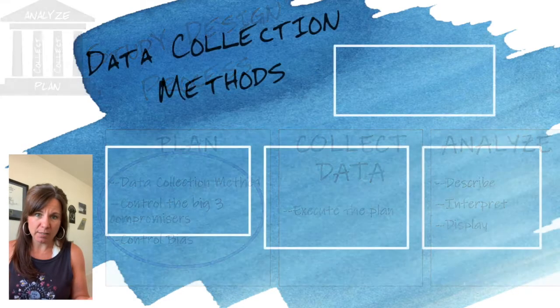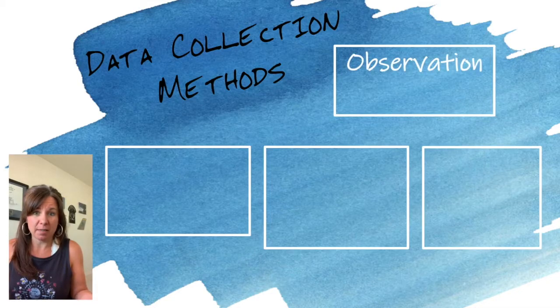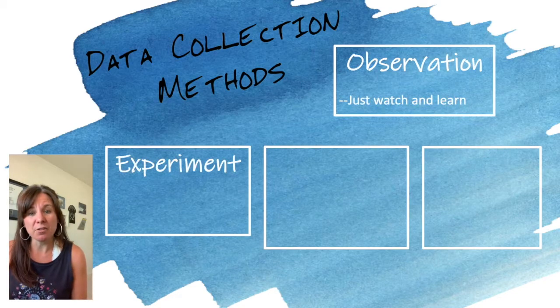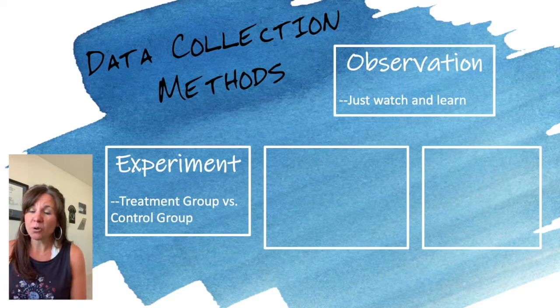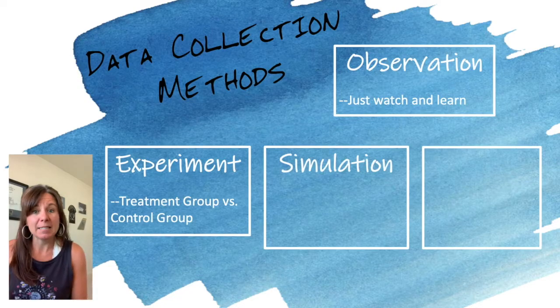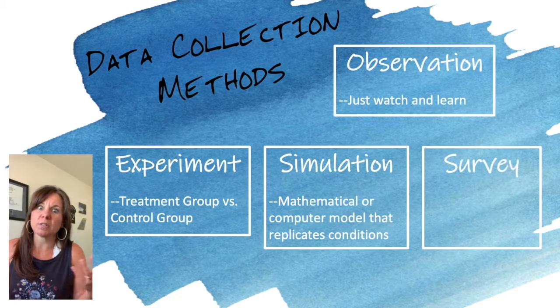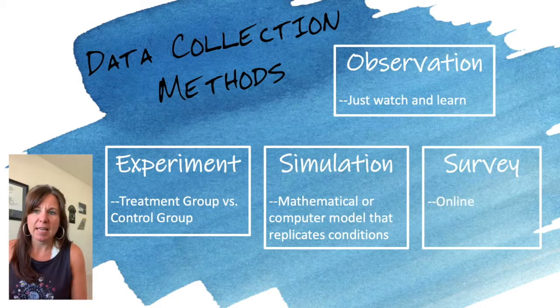And let's first talk about different data collection methods. How do you get the data that you're going to even look at? Probably one of the easiest ones is the observation method. That's where you just watch and learn. In the medical community, they often do experiments where they have a control group and a treatment group and compare the two to see perhaps if a drug is going to work. Simulation, this is a mathematical or computer model that replicates conditions that can produce data for you. And then of course, one of the most common ways to get data is through a survey, either online or in person or in the mail or however you want to go get your survey results.